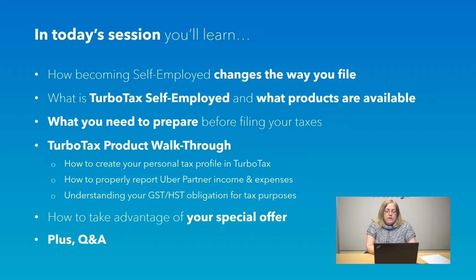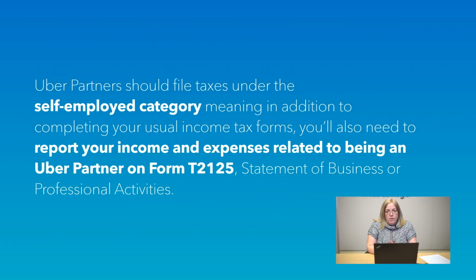So the first thing you need to know about filing as an Uber driver partner is that you're actually filing as a small business owner. You're in the self-employed category. This means that in addition to completing your usual forms, you're going to need to report your income and your expenses related to being an Uber partner. Now, this is filed on a Form T2125, which is a statement of business activities, but you don't actually need to have that form in front of you. TurboTax takes care of that for you.